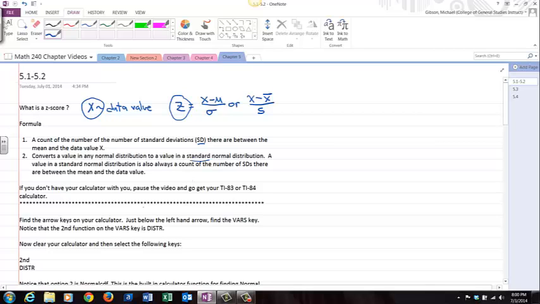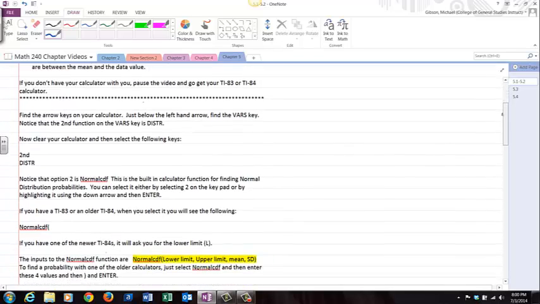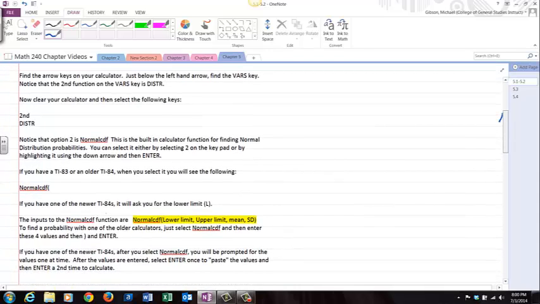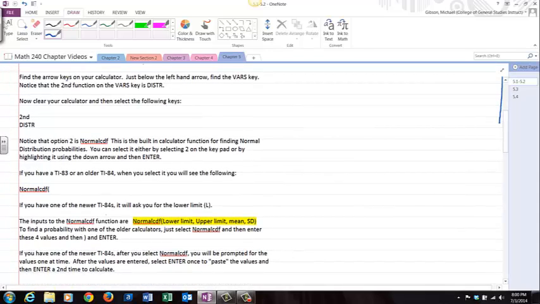Okay, if you don't have your calculator with you, please pause the video, go get your TI-83 or TI-84 calculator, and come back. All right. Now, find the arrow keys on your calculator. Just below the left-hand arrow, find the VARS key. Notice that the second function on the VARS key is DISTR, which stands for distributions. Now, clear your calculator.